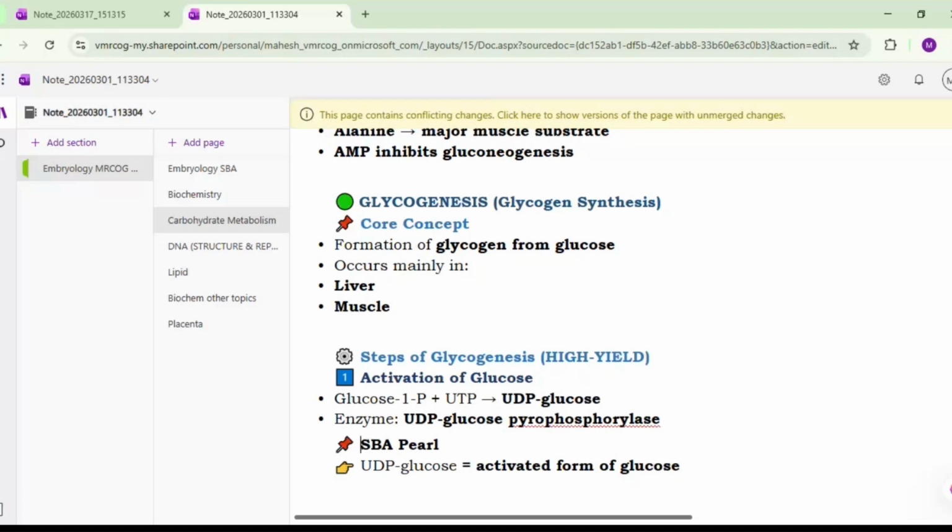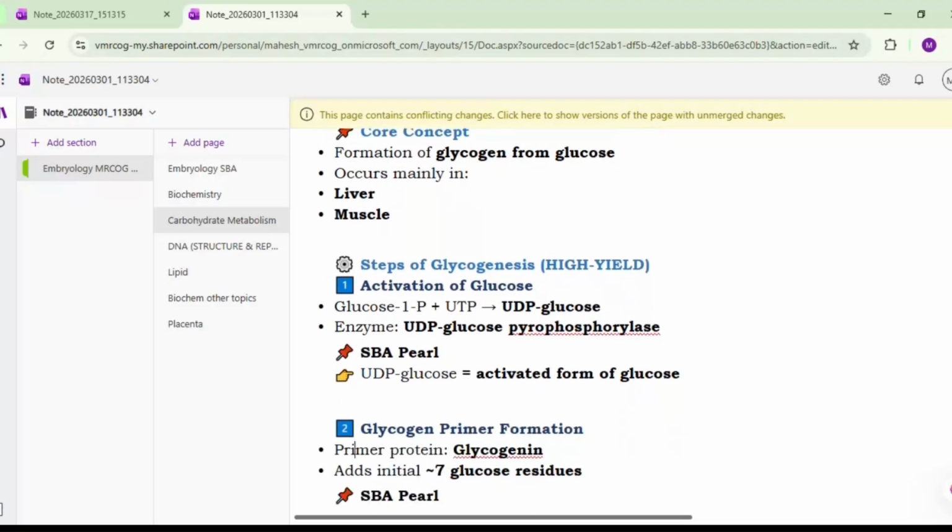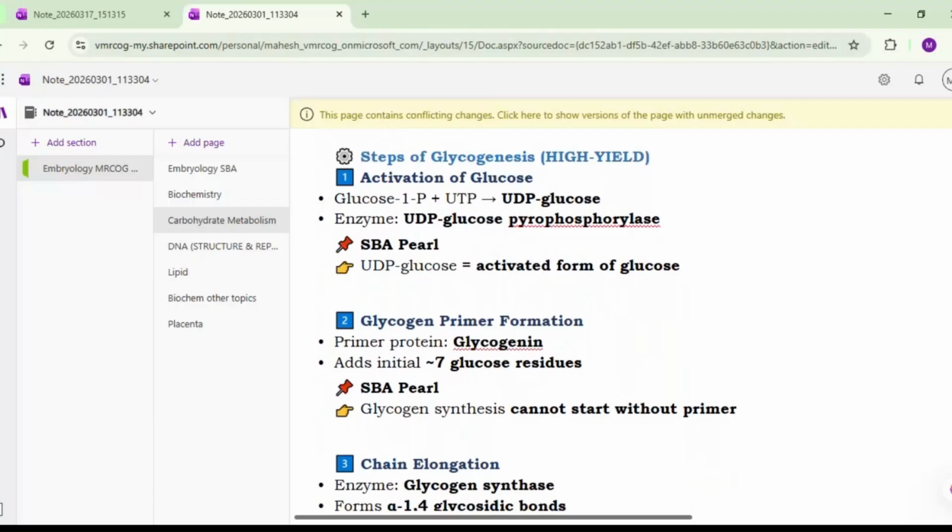It occurs in the liver and the muscle. Steps of glycogenesis are: first is the activation of glucose. Glucose is converted into UDP glucose. Glucose 1-phosphate will combine with UTP and you will get UDP glucose. That is the activation of glucose. The enzyme responsible is UDP glucose pyrophosphorylase, which forms the UDP glucose. So UDP glucose is the activated form of glucose.